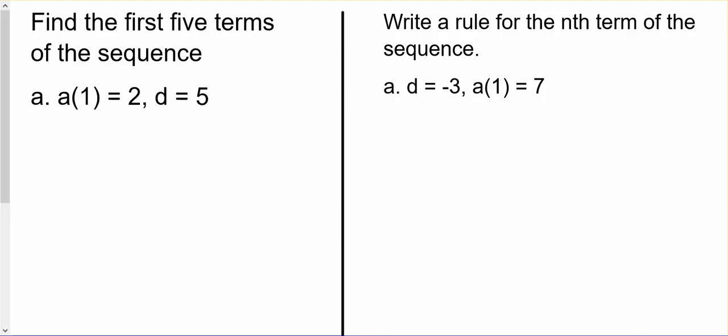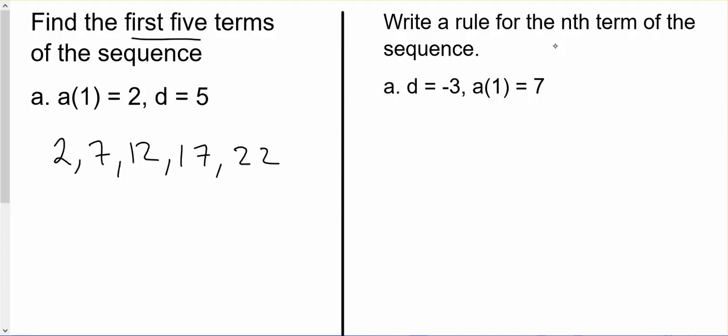So here are some similar types of problems that you'd see on your homework. Find the first 5 terms of the sequence. A sub 1 or a of 1 equals 2. That just means our first term is 2. And then our common difference is 5, so what's 2 plus 5? 7. 7 plus 5, 12. 12 plus 5, 17. And what do we want? 5, so one more, and 22.